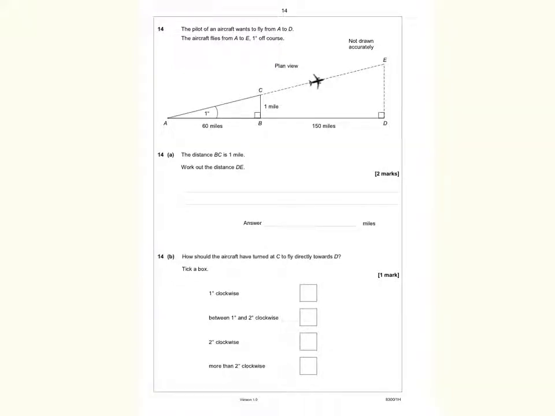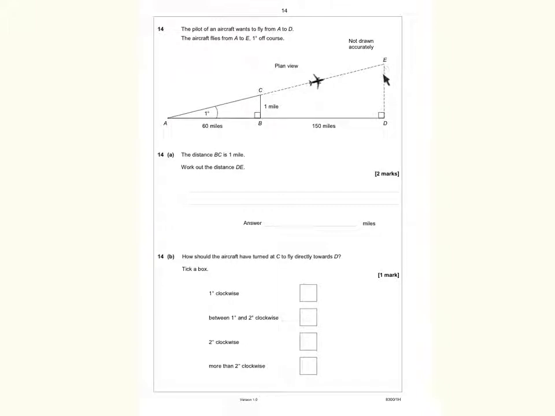I'll now be answering the questions that I gave hints to in the last video. So question 14: the pilot of an aircraft wants to fly from A to D. The aircraft flies from A to E, so 1 degree is off course. Okay, so it's going this way, and this is the plan view. The distance BC is 1 mile. Work out the distance DE.